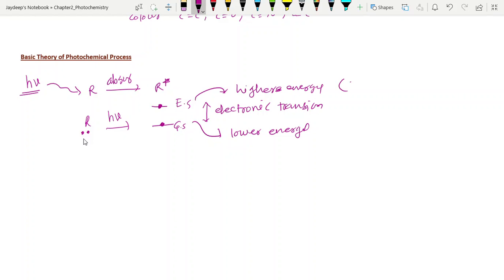Okay, this is also known as anti-bonding orbitals, and this is known as bonding orbitals. And that energy gap is nothing but our supplied energy. Okay, the supplied energy should be higher than this, right? This is the activation energy for the molecules.